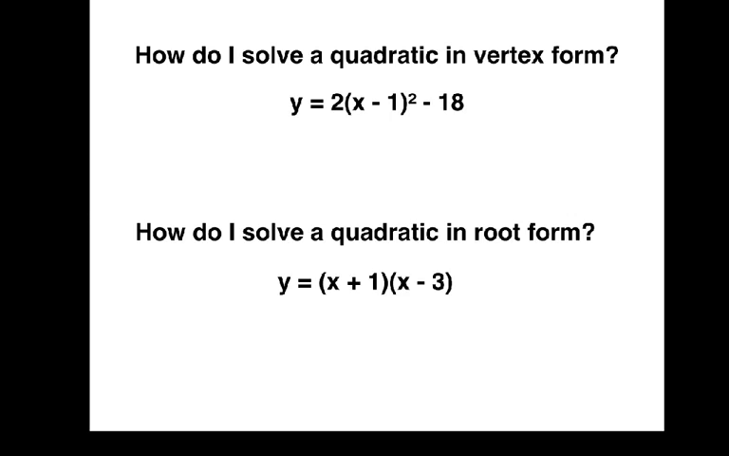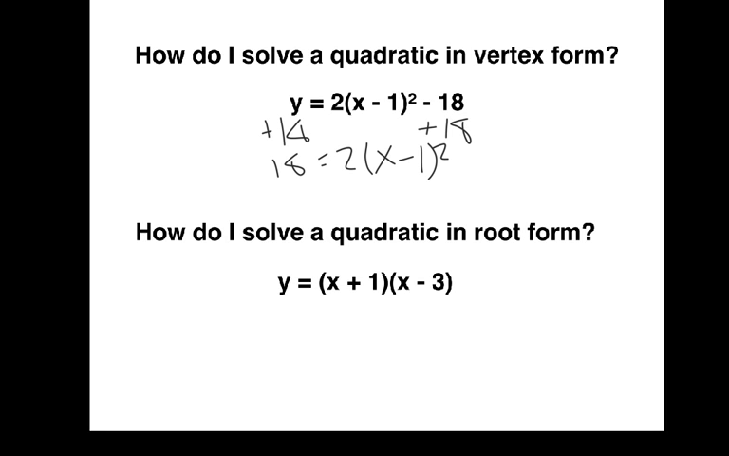Welcome, friends. We are going to learn about the quadratic formula today, and to start us off, I'm going to say, how do we solve quadratics in vertex form? And here we have a vertex form quadratic, and the way that we've learned is I'm going to add 18, and we get 18 equals 2 times the quantity x minus 1 squared.